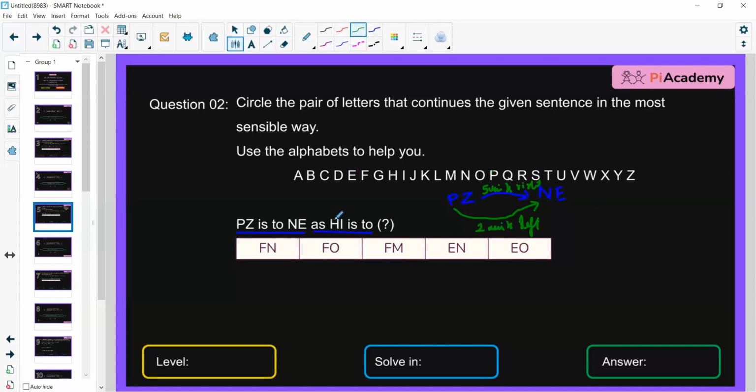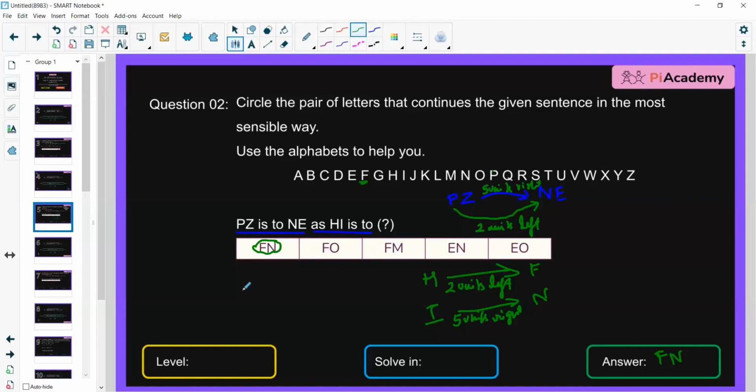So this is HI. The first letter is H. So from H, I need to go 2 positions to the left. What is 2 positions to the left of H? G, F. So that is F. So my answer should have F. Okay. And what is my second transformation? From I, I need to move 5 units right, or 5 units forward. This is I. 1, 2, 3, 4, 5. I'll end up with N. Okay, so my answer is FN, which is this option over here. All right. My answer over here is FN.